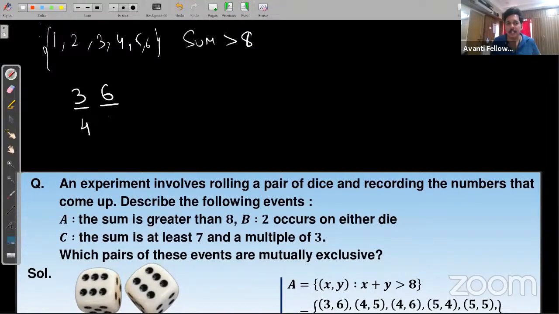4 and 5 is greater than 8, and 4 and 6 is also greater than 8. Is it okay? Means with 3 completed and with 4 completed, right? And come on, what is the other one?